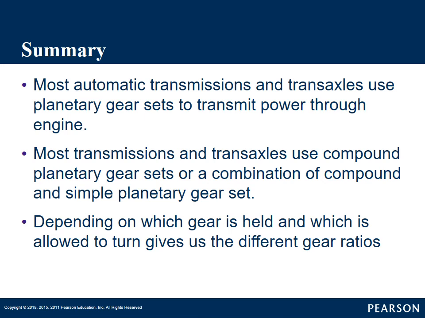I wanted to give you an idea of how most automatic transmissions work as far as the planetary gear sets are concerned. Depending on which gear is held, which gear is turned, which gear is our reaction gear, that gives us our different gear ratios in our transmissions. And if we're using multiple planetary gear sets, they're reacting with each other to get our multiple speeds. So if we have 3 planetary gear sets in order to get a 6-speed transmission, those 3 gear sets are reacting with each other to get our different speeds.